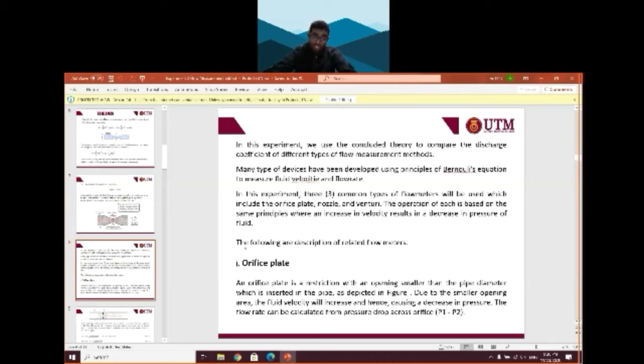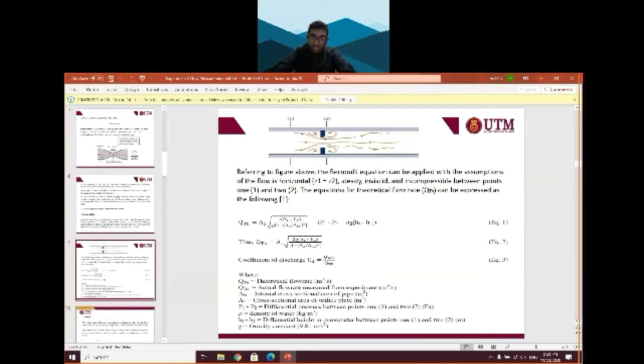So now we are going to take a look at the description of these flow meters. First is the orifice plate. An orifice plate is a restriction with an opening smaller than the pipe diameter, which is inserted in the pipe as depicted in the figure. So this is the orifice.